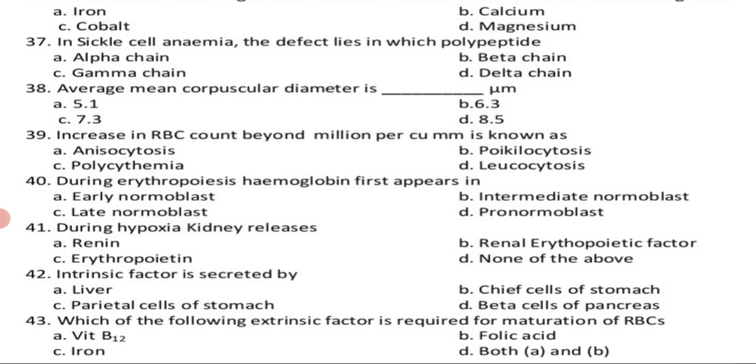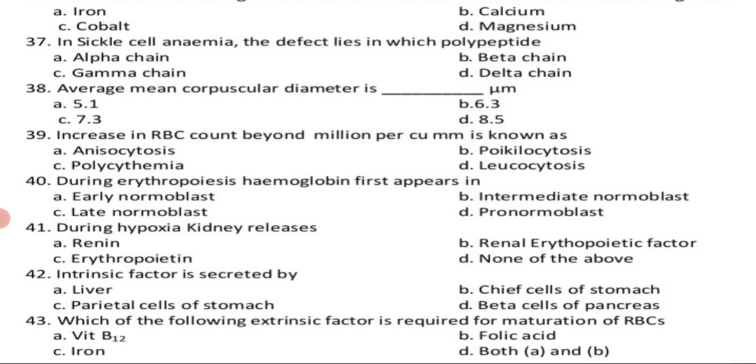Whereas the chief cells of the stomach secrete pepsinogen. It is a proenzyme or zymogen. In an acid environment, it gets converted into a protease, that is pepsin. Pepsin is a protease kind of enzyme. Option D, that is beta cell of pancreas.